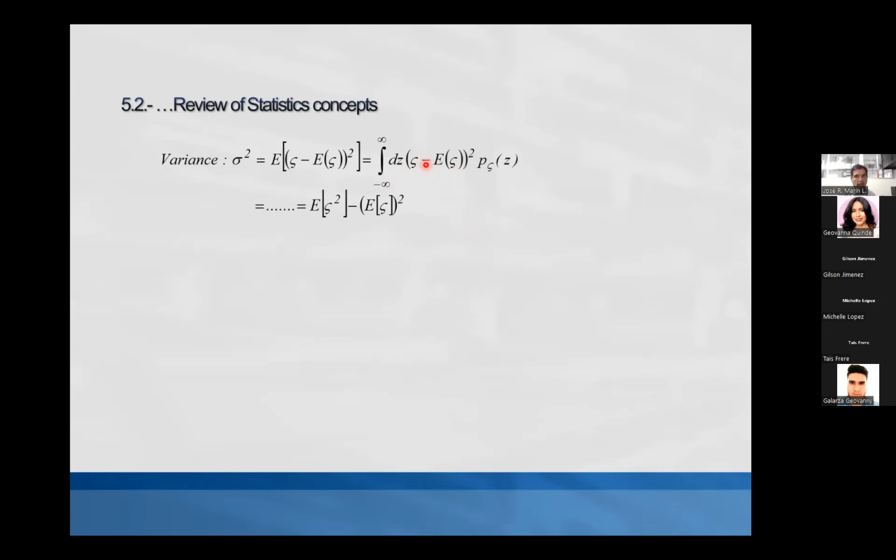You square and integrate, and this is the result. So the variance is the expected value of the squared difference between the variable and the mean. It's like a measure of the spread. It's equal to the mean squared minus the mean raised to the second power. Careful with the words. This is the mean squared. This is the mean raised to the second power. In some cases the mean is zero. For example, the wave elevation, the mean is basically zero. So in that case, the variance is equal to the mean squared.